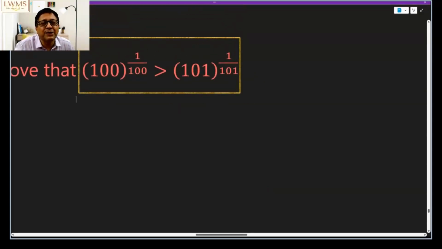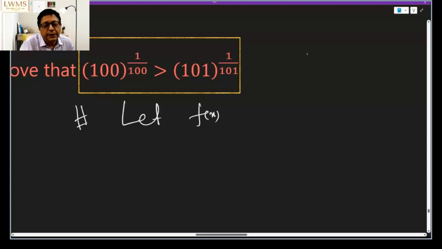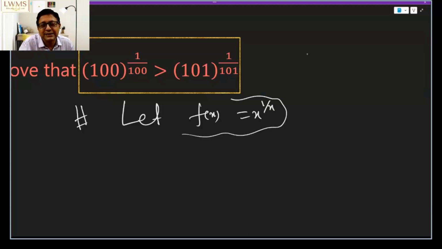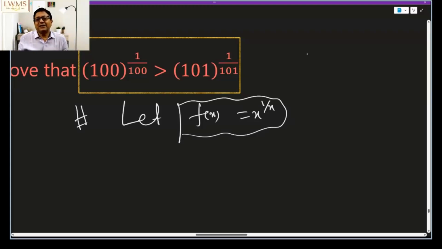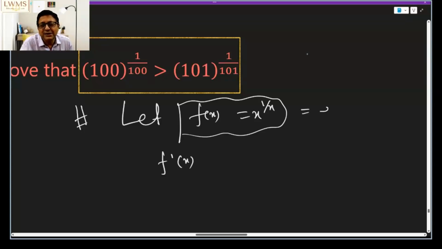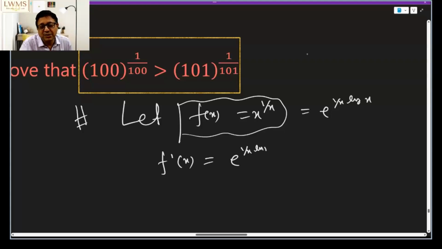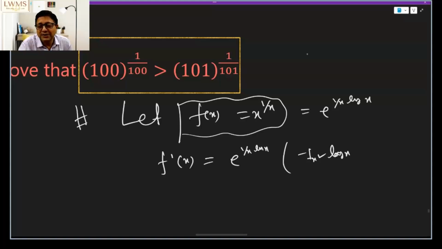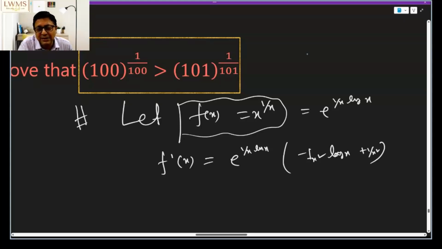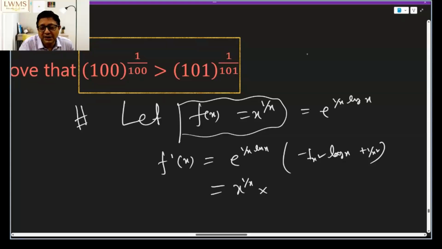So let us start. Let's see how to prove this one. You assume that function f(x) equal to x to the power 1 by x. Let us take the function f(x) equal to x to the power 1 by x. What is f dash x? You can state easily. It is e to the power 1 by x log x. So the derivative will be e to the power 1 by x log x, into minus 1 by x square log x plus 1 by x square. Bring this back: x to the power 1 by x into 1 by x square common, 1 minus log x.